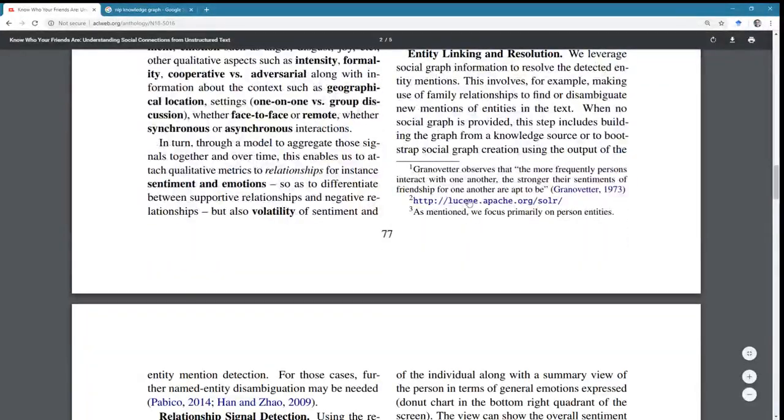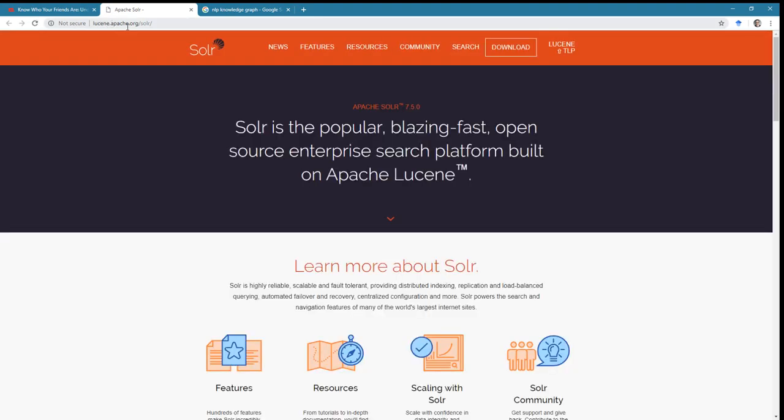Solr, I am not familiar with, so let's find out about this. Apache Solr, it's Lucene, lucene.apache.org/solr.